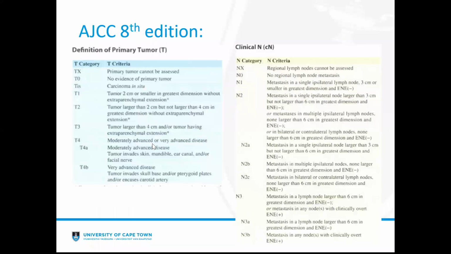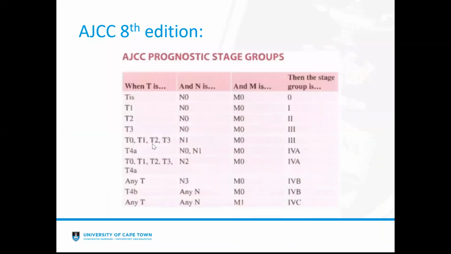Okay, once you've completed your investigation, you can stage your patient according to the AJCC 8th edition staging for major salivary gland tumors, which I won't run through. And the combination of the primary and nodal staging can be combined into prognostic staging groups, which follows the general rules of the majority of head and neck cancers.